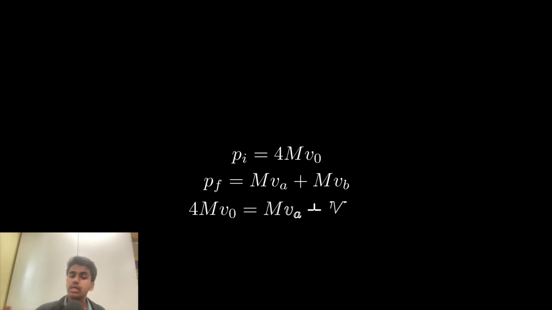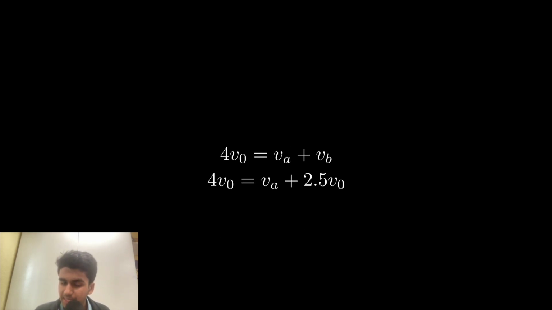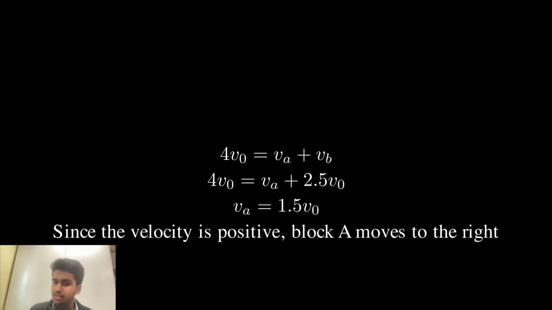We equate the initial and the final momentums, and after equating them, we get 4mv0 equals mva plus mvb. We divide both sides by m to get 4v0 equals va plus vb. We're already given that the final velocity of block B is 2.5v0. So we substitute that in. And now we subtract 2.5v0 from both sides to find that va equals 1.5v0. And since the velocity is positive, block A moves to the right.